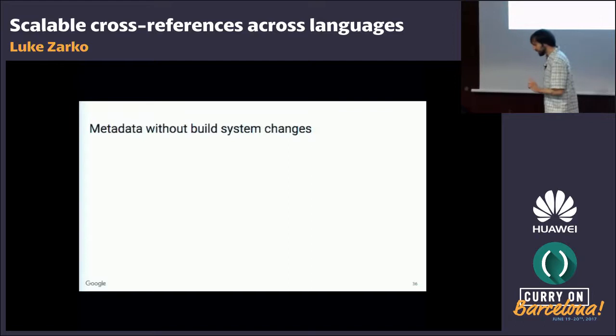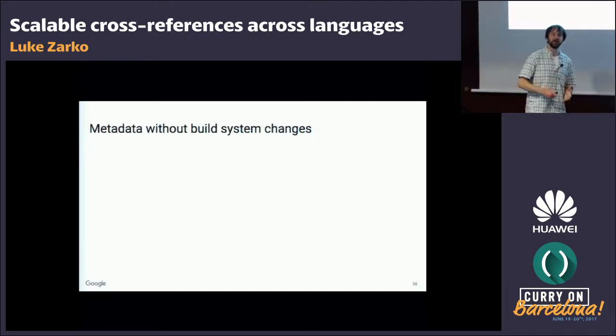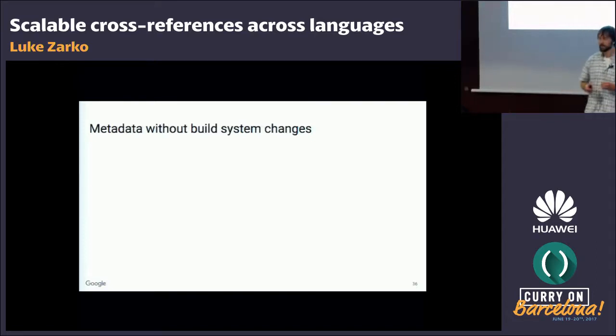Now, one last thing. The one problem that we've run into and solved is that this metadata file is a new, weird binary thing that has to be passed around with the rest of your code, right? The build system needs to understand it. And sometimes writing build system support can be complicated.